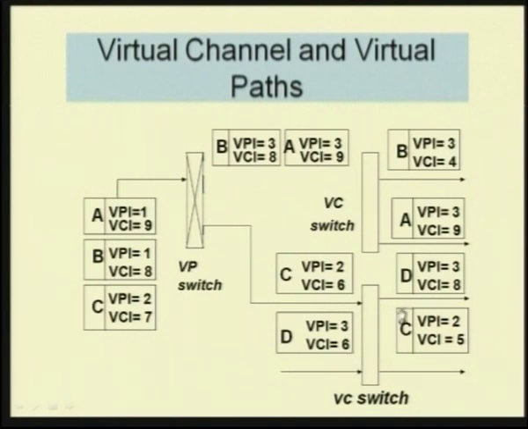So, VCI from 6 here becomes 8 here, but the VPs are the same; VPI is 3 and VPI is 3. The same thing you can see happening with respect to this VC switch as well. Here I am having these 2 cells A and B coming in. The VPIs remain the same at 3, whereas the VCs are switched to different values. So, this is what happens in a VC switch and a VP switch.